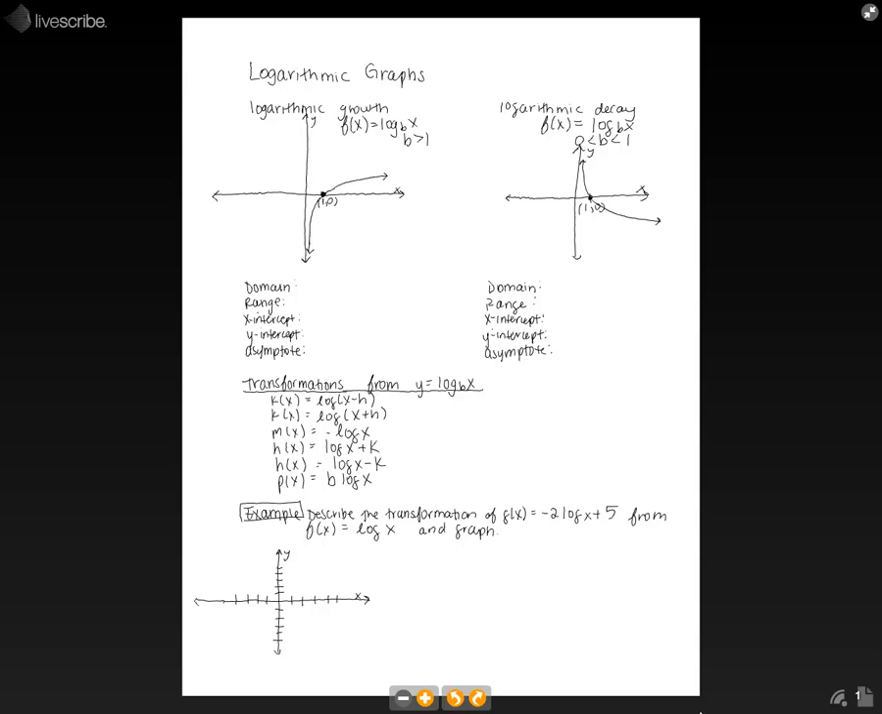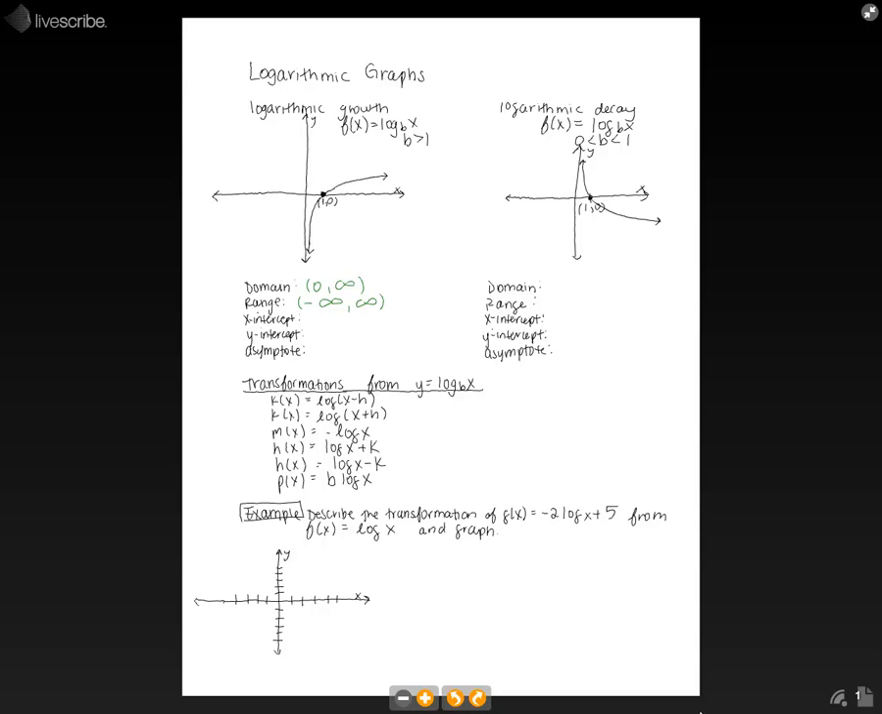So the domain for this function must be from 0 to infinity because there are no values of x less than 0. There's no negative x values. And 0 is also not a possible value for x. For the range, we have negative infinity to infinity because there are no values of y that we can't have, so all the values of y are possible.